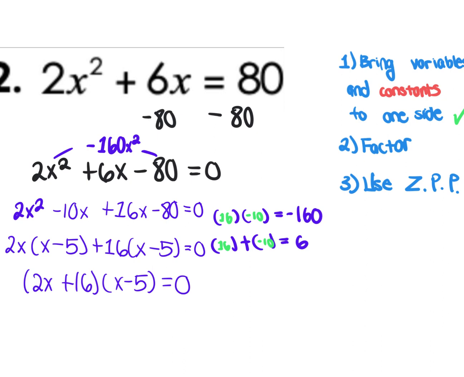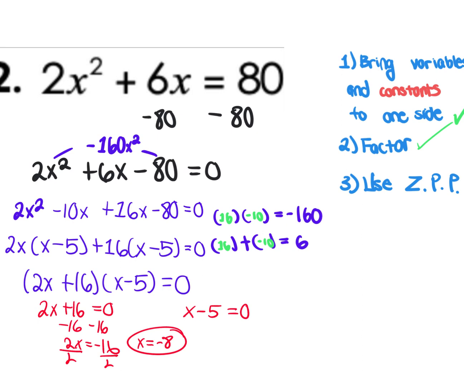So now we just did this part, and now we use the zero product property. So we have 2x plus 16 equals 0. Then we have x minus 5 equals 0. So we minus 16 from both sides here. We get 2x equals negative 16. Divide both sides by 2. We get x equals negative 8. Then here we add 5 to both sides, and we get x equals 5. So that's when we use the zero product property.